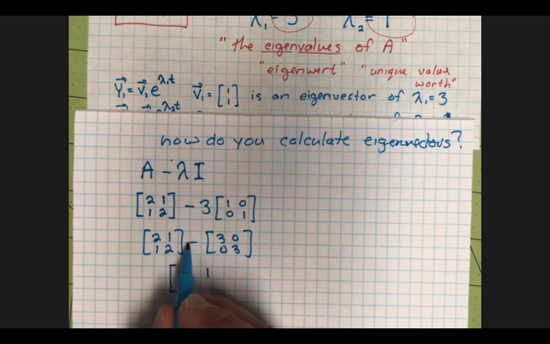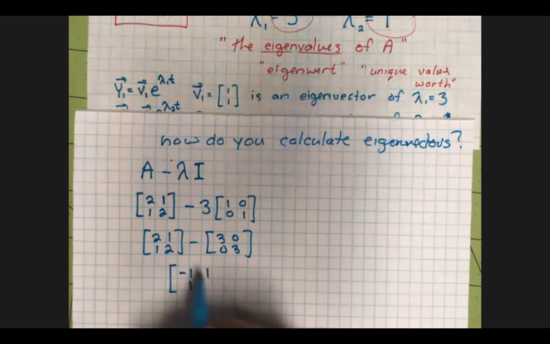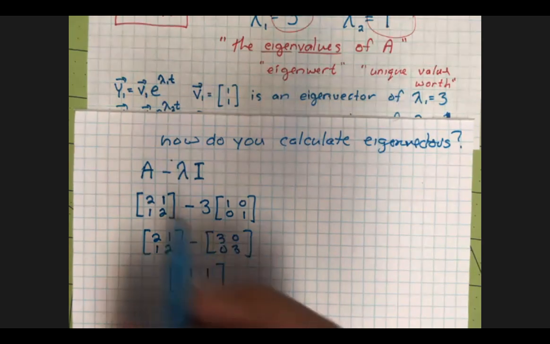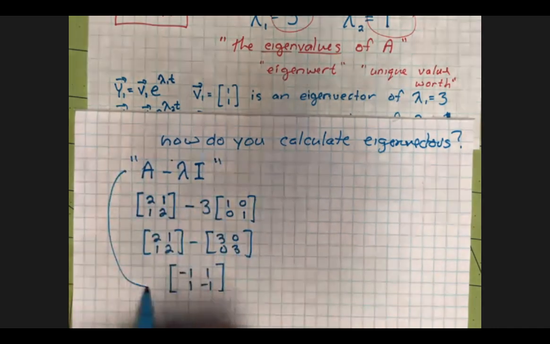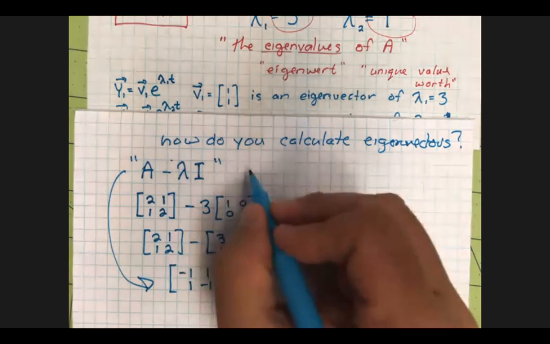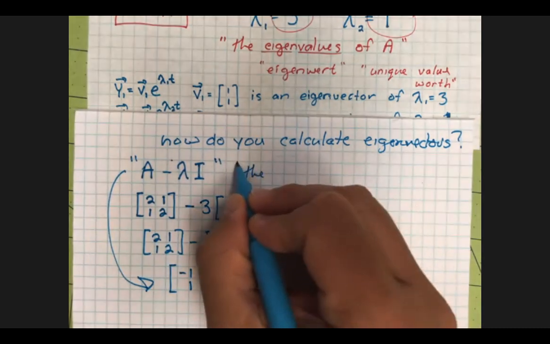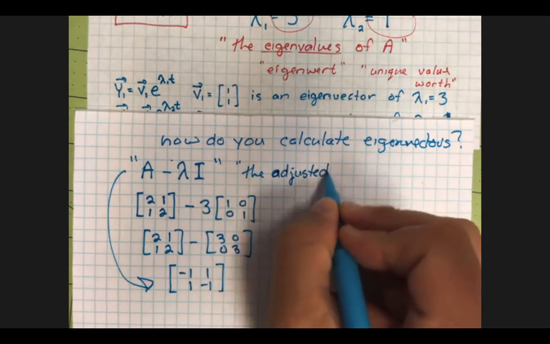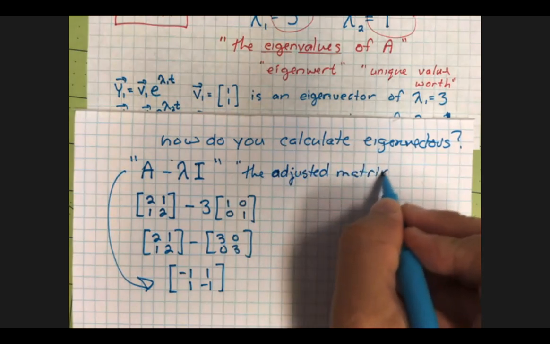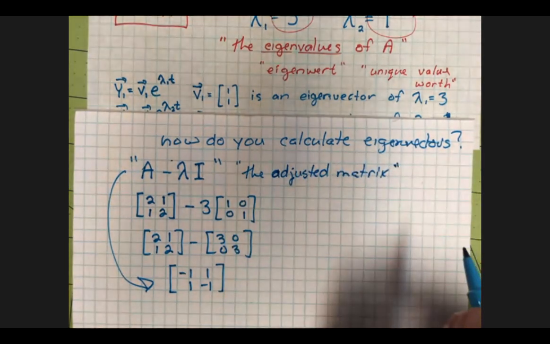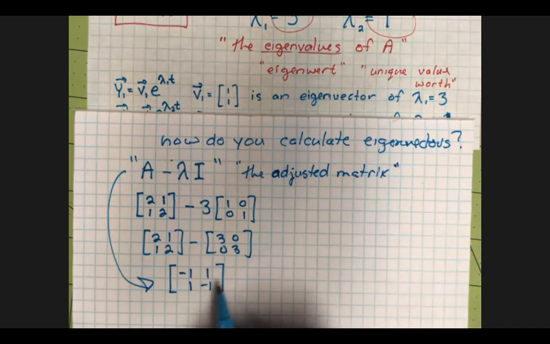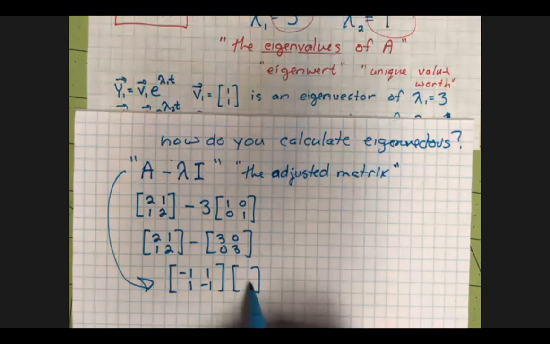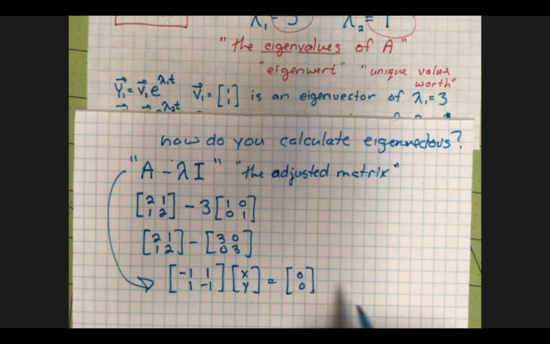Well, the first row, subtract 3, minus 1, subtract nothing, 1. Second row, subtract nothing, 1. Subtract 3, minus 1. This is the matrix A minus lambda I. Some people call it, quite descriptively, the adjusted matrix. Now think about this adjusted matrix and multiply by a vector that gets me 0, 0.